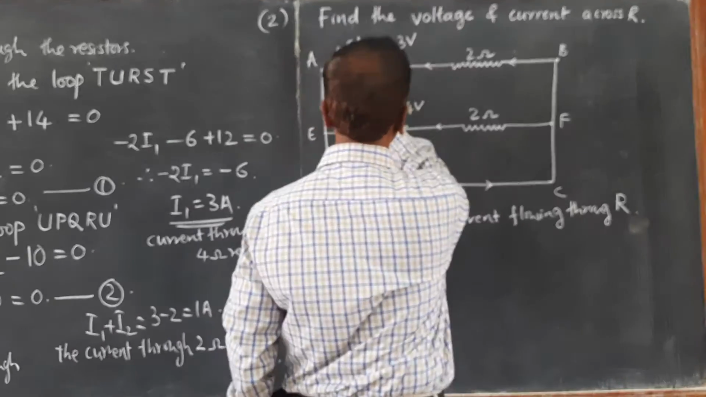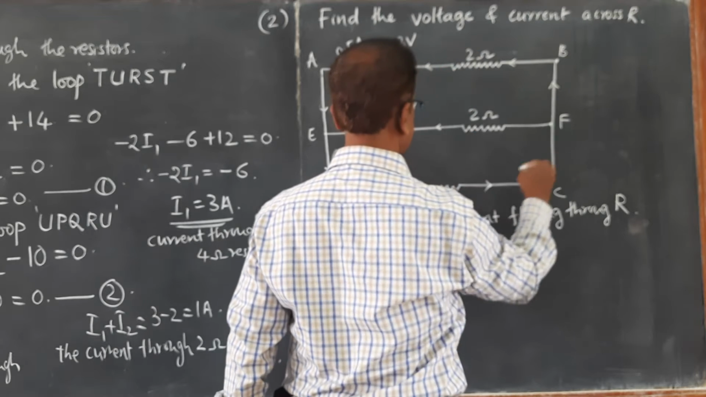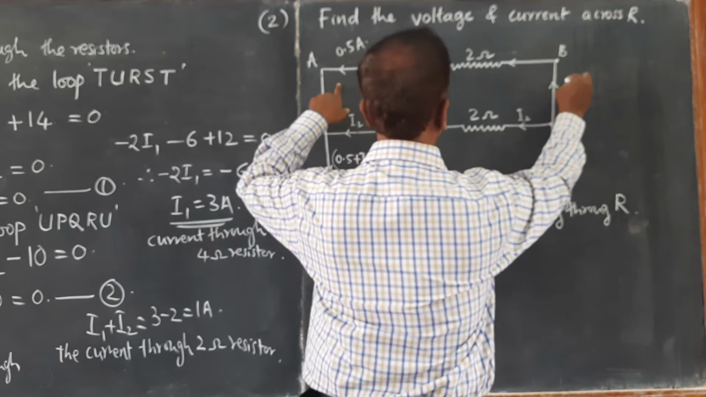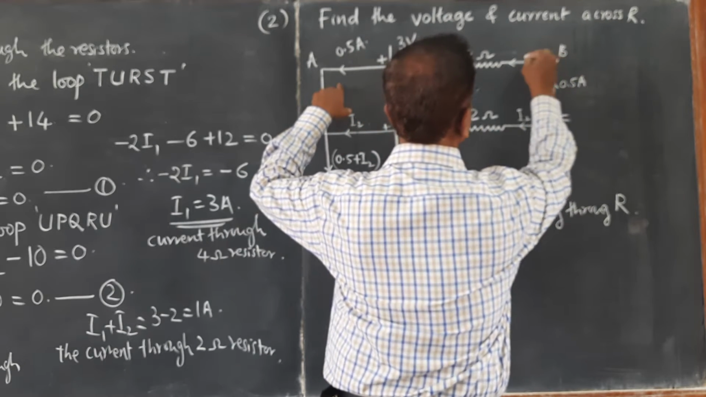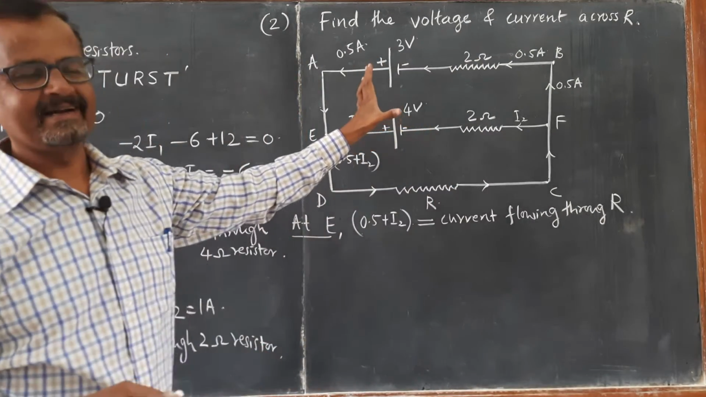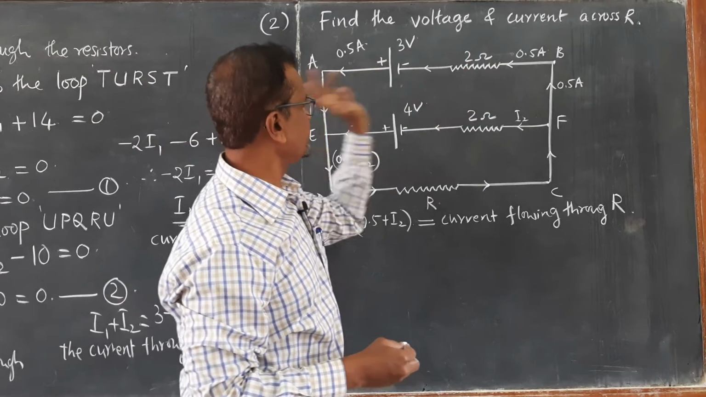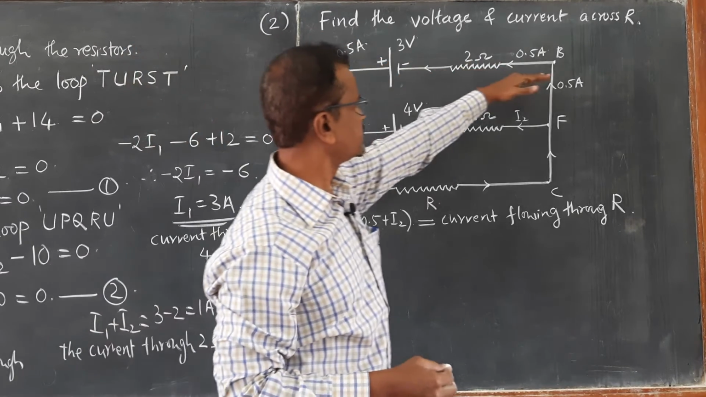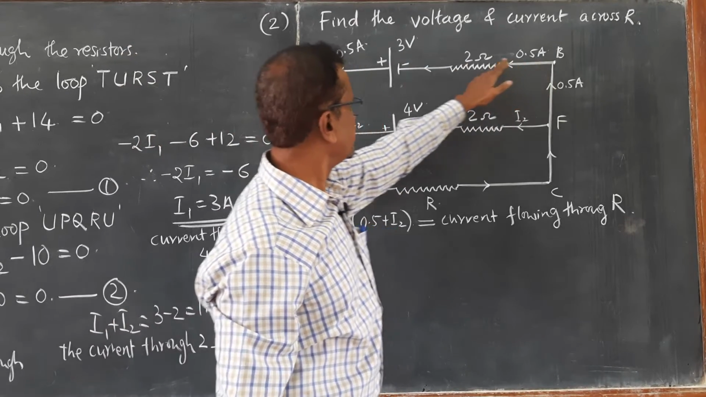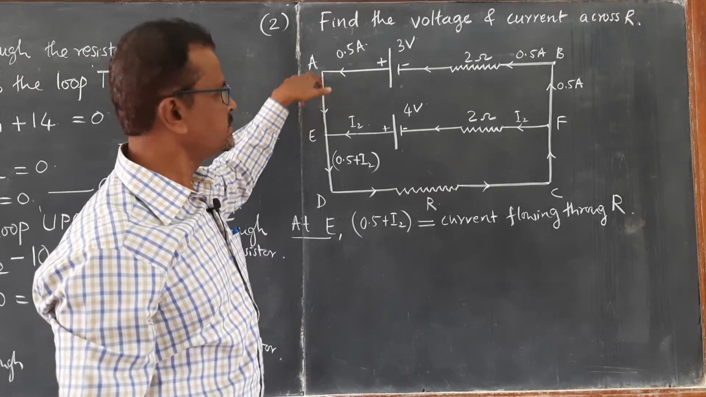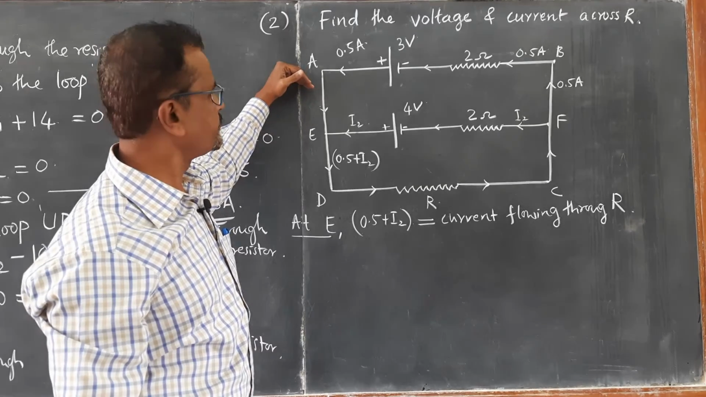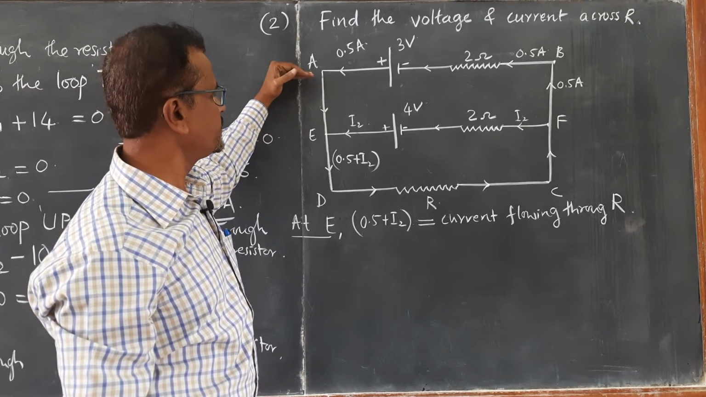When the current is flowing in this fashion, and here the current I2 is flowing, the 0.5 ampere you can take as the current I1. Then we can find the potential difference between A and B. The current is flowing from B to A, meaning B is at a higher potential and A is at a lower potential.